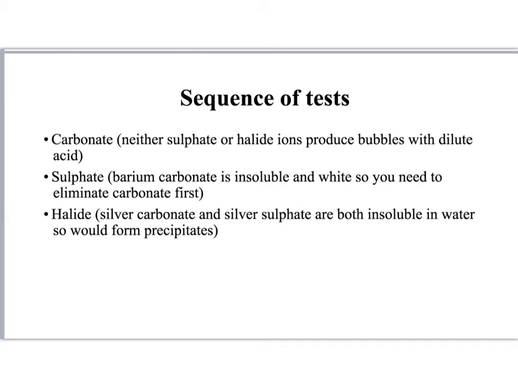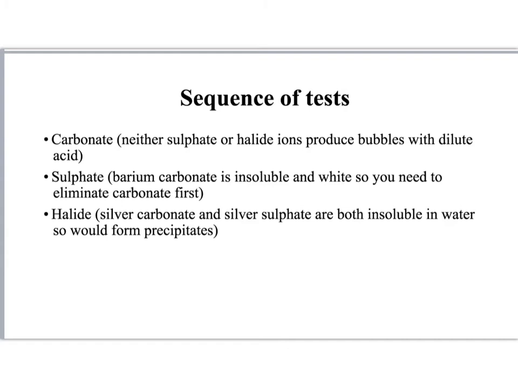So let's say I've now got a test tube with an unknown solution in. And I've only got that one test tube, and I've got to decide whether it contains carbonate, sulfate or a halide ion. So what would I do first? Well, the first ion I would test for is the carbonate ion, and I would add my dilute nitric acid for that. If I see bubbles, then I can tell it's a carbonate present. And that's because neither sulfate or halide will produce bubbles with an acid.